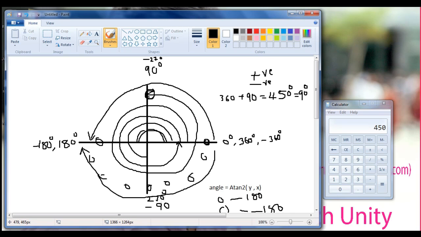Now let me show an example so that you get an idea. Let us take the object is in this place. What will be the x value? The x value will be 0 and the y value will be -1. Now what it returns is, it won't return 270. It will return -90 because it is on this side. Now let me show that one. Let us check it out.